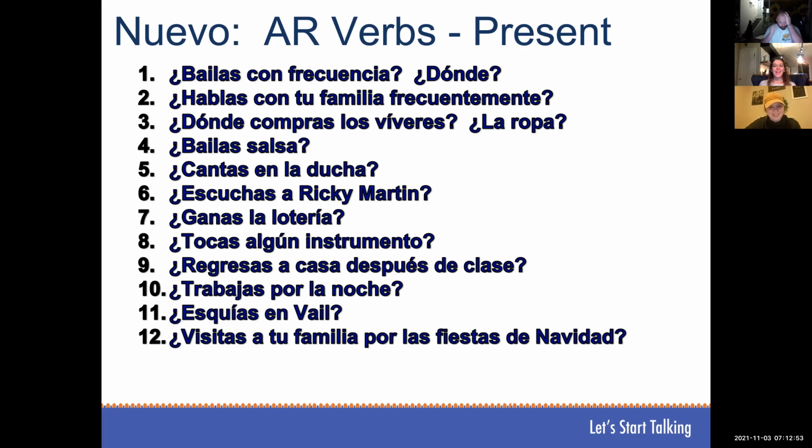No canto en la ducha. ¿Escuchas a Ricky Martin? No escucho a Ricky Martin. ¿Ganas la lotería? No gano la lotería. ¿Tocas algún instrumento? Algún is any. Sí. No, no toco algún instrumento.